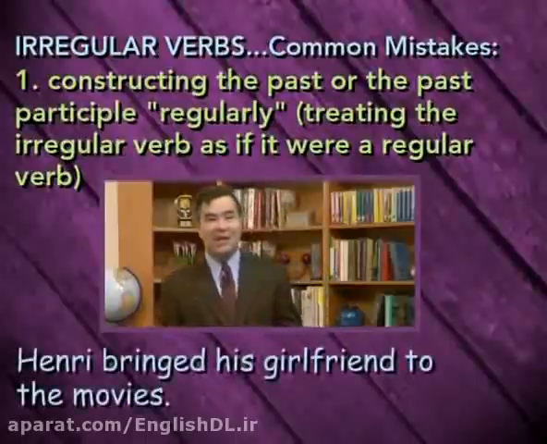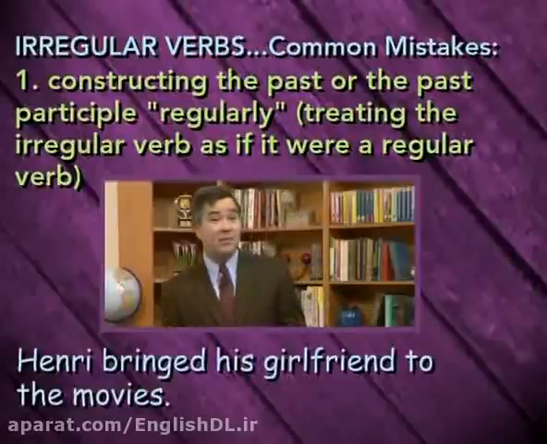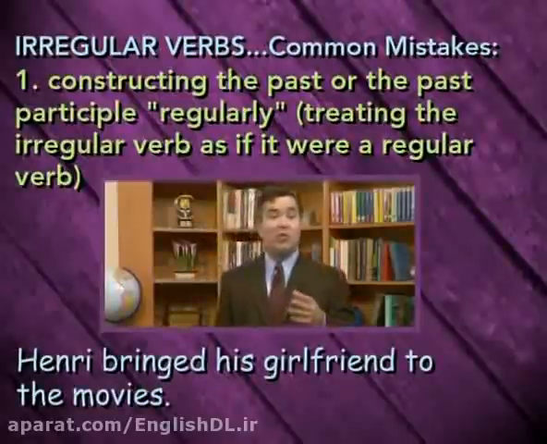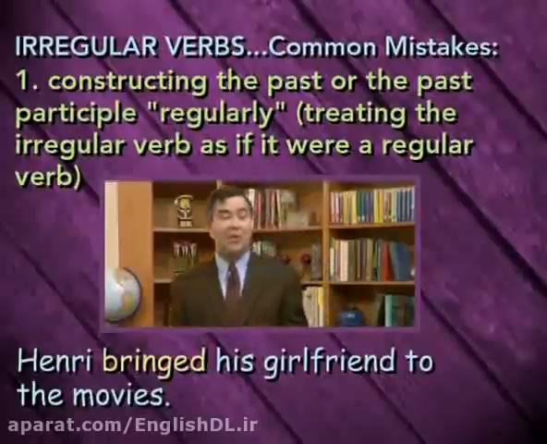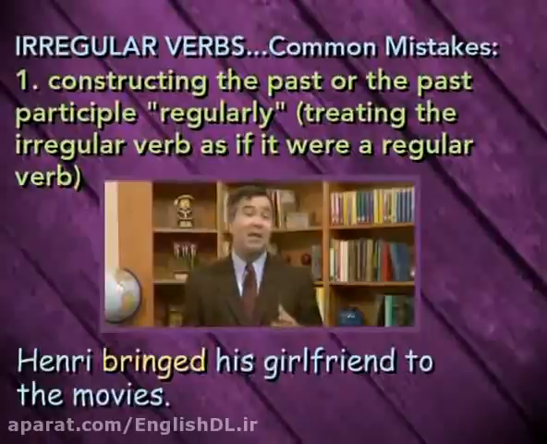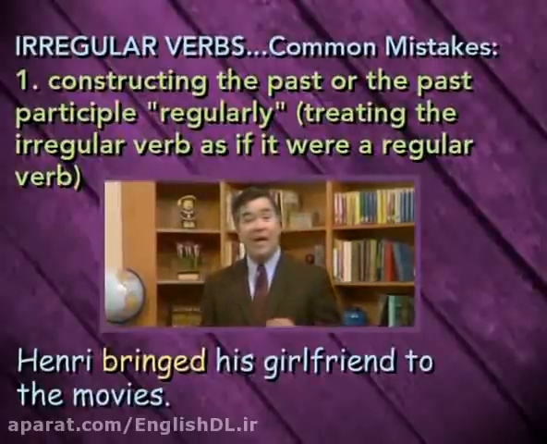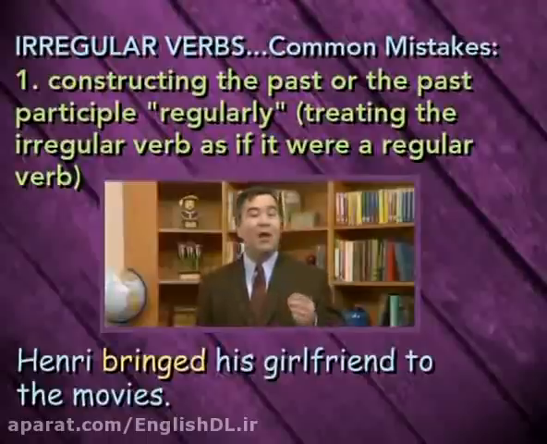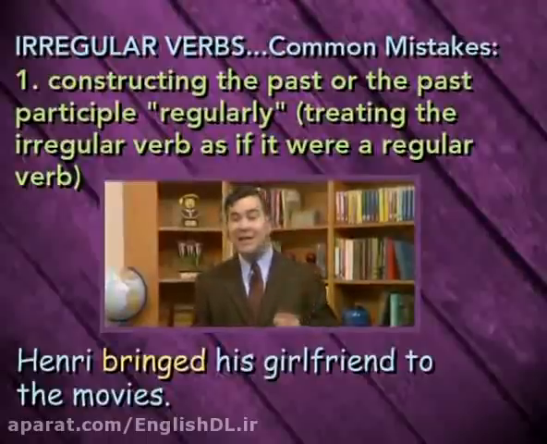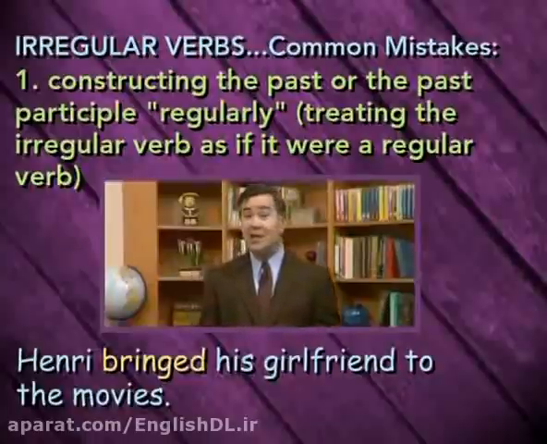Take a look at this sentence. Henri bringed his girlfriend to the movies. Now, in this sentence, the verb to bring is being used, and that's an irregular verb. However, the person who's created this sentence has made the mistake of creating the past form of the verb as if bring were a regular verb. He has simply added ed and turned bring into bringed. Unfortunately, that's not correct.